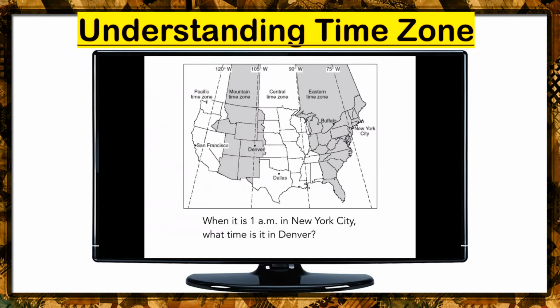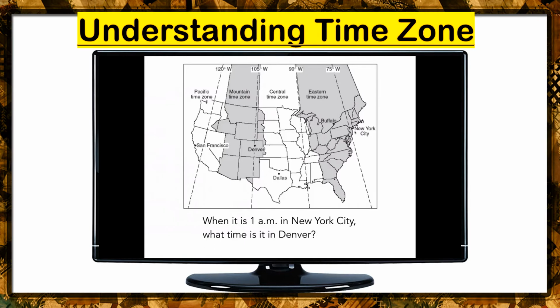We know that New York City is east of Denver, so it's earlier, because it's closer to the prime meridian. It's earlier in New York City than it is in Denver. So Denver would have to be a few hours back. Well, how many hours back? You count by lines of longitude. So if we're going backwards here, if it's 1 a.m. here, then we're going to go back about 2 time zones.